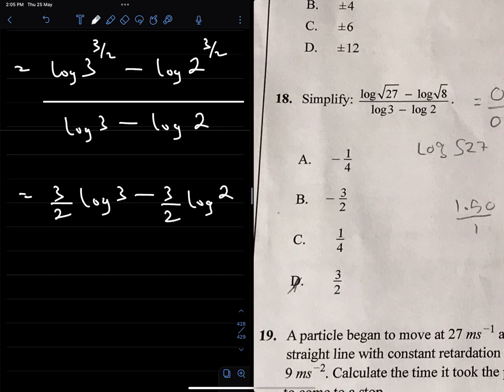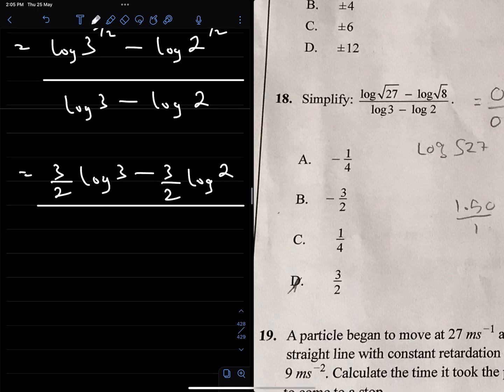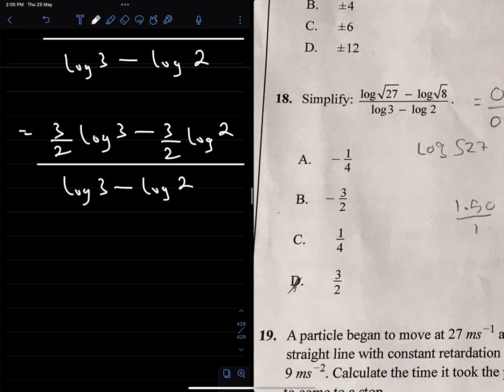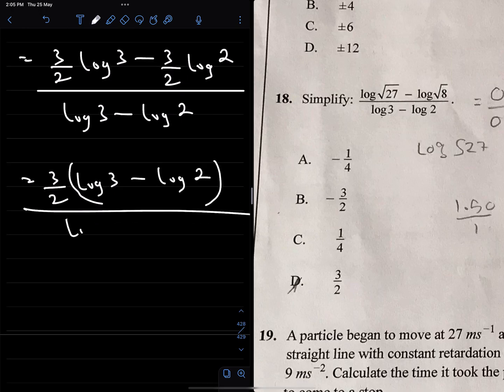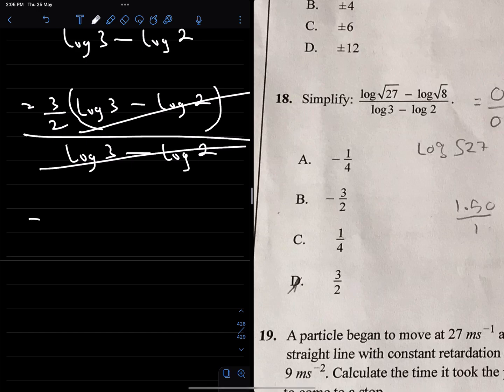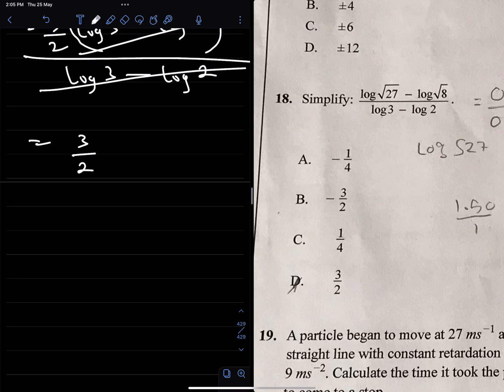If you do this in an objective exam or test, just use your calculator, if you're allowed to use a calculator, to save time. Divide by log 3 minus log 2, and this is the same as saying 3 over 2 into bracket log 3 minus log 2 divided by log 3 minus log 2, and log 3 minus log 2 cancels log 3 minus log 2, and then we are left with 3 over 2, and that's the answer. We go straight to the next, which is number 19.